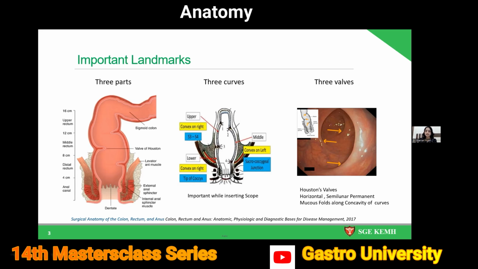It has 3 curves, 2 convex on the right side and the middle one convex on the left side. These are important for insertion of the scope. When the scope is inserted, the most prominent thing seen first is the presence of Houston's valves, which are the horizontal semilunar permanent mucosal folds in the lumen, which correspond to the concavity of the curves.